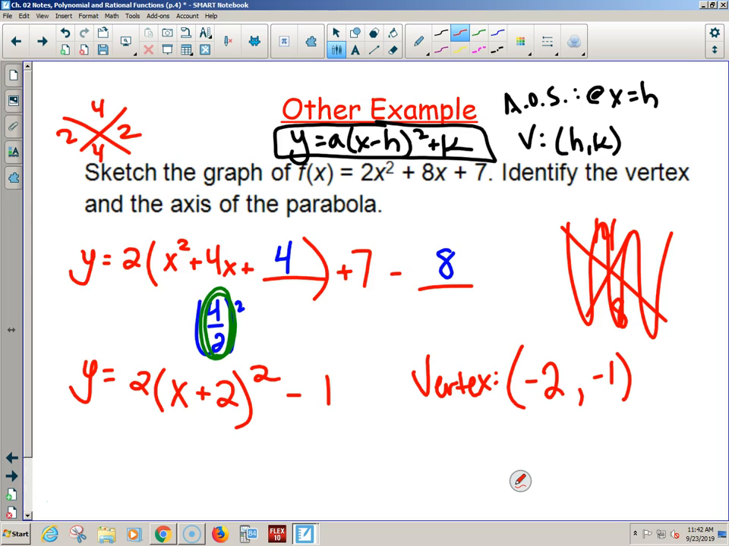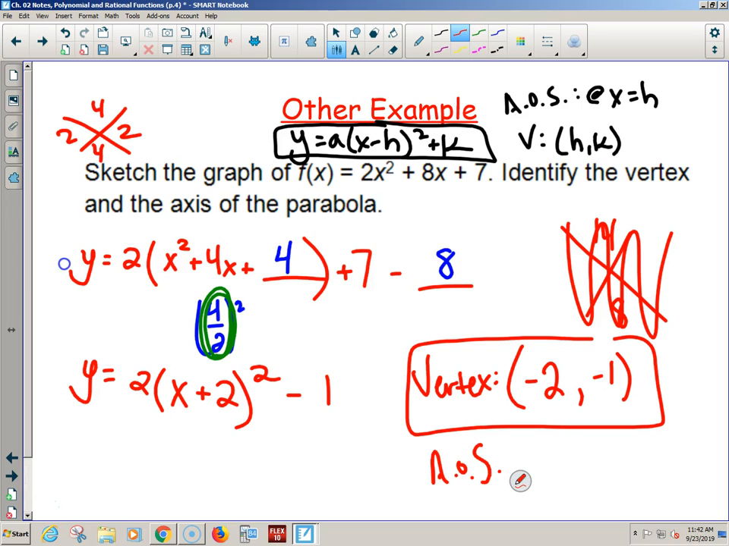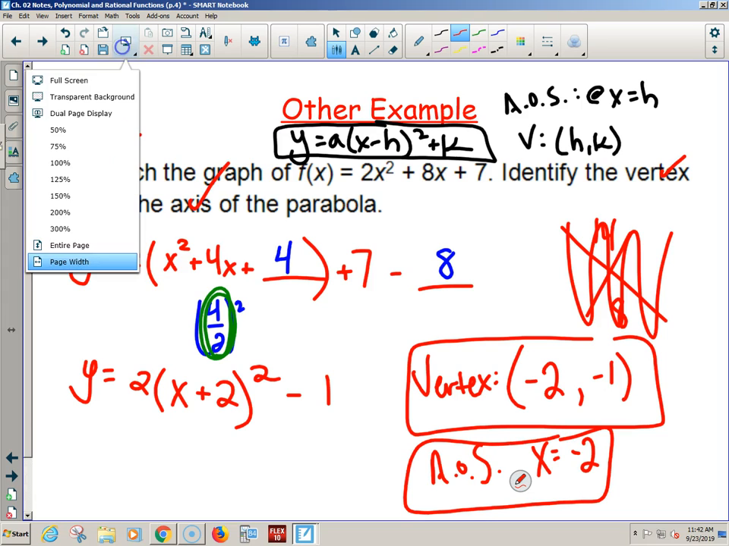Yeah. Vertex, check. Graph, axis of symmetry, check. I just get to steal the H. That's nice. Okay, so I've done half of the problem. Well, 2/3 of the problem. I still need to sketch.